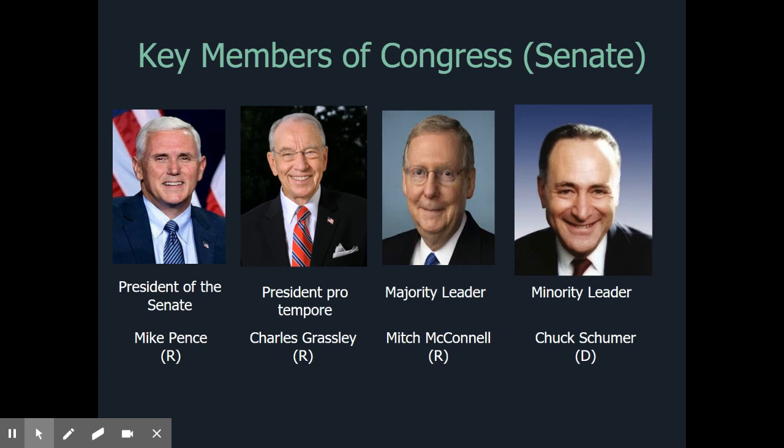And obviously, you guys see these people on the news a lot. McConnell and Schumer and Pelosi and McCarthy. They're the public faces of the individual parties in both the House and the Senate.